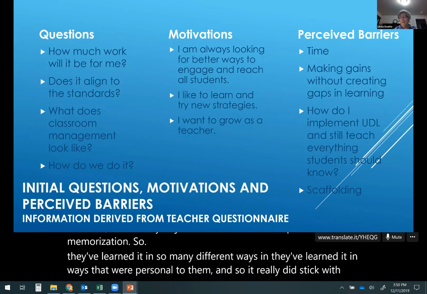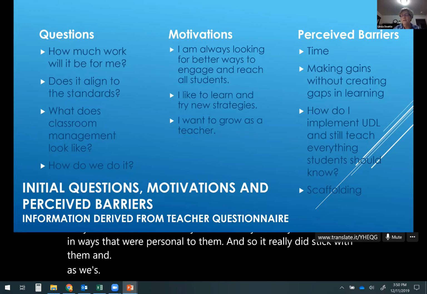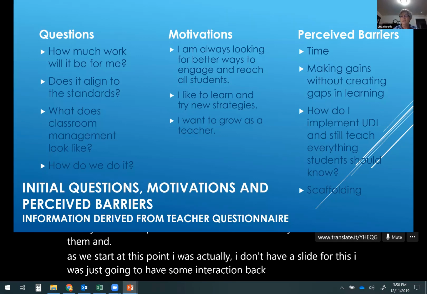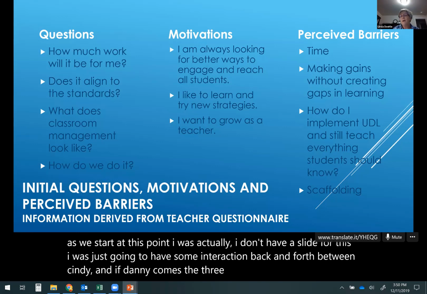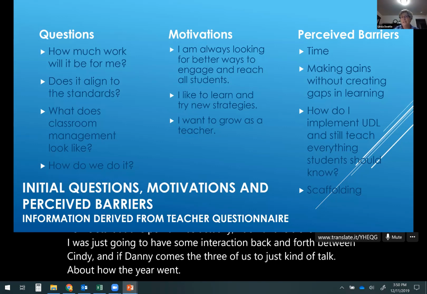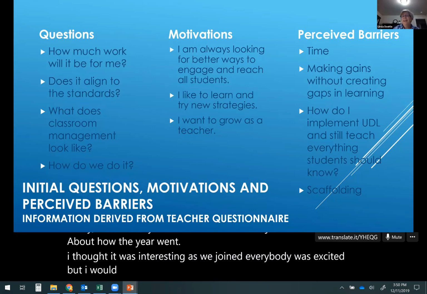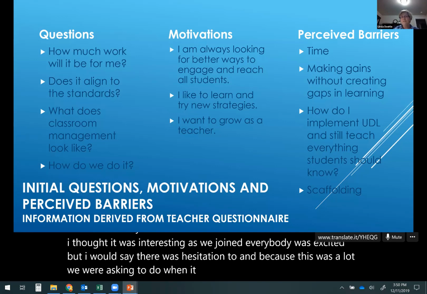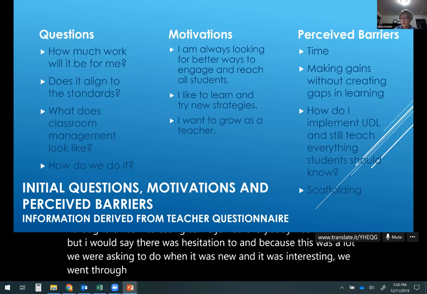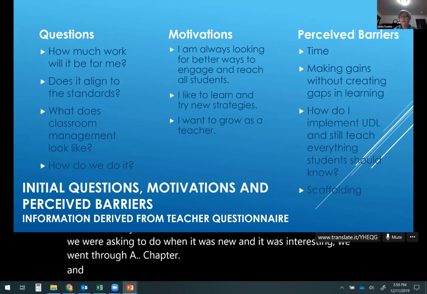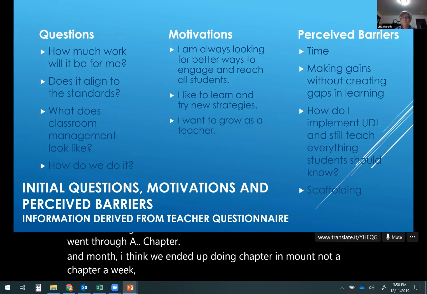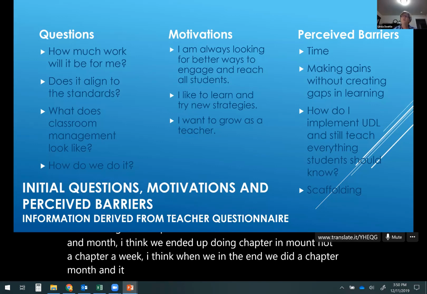And as we start, at this point, I don't have a slide for this. I was just going to have some interaction back and forth between Cindy and, if Danny comes, the three of us, to just talk about how the year went. I thought it was interesting. As we joined, everybody was excited, but I would say there was hesitation too. Because this was a lot we were asking them to do, and it was new. We went through a chapter a month. I think we ended up doing a chapter a month, not a chapter a week.